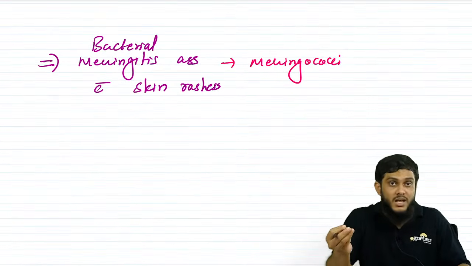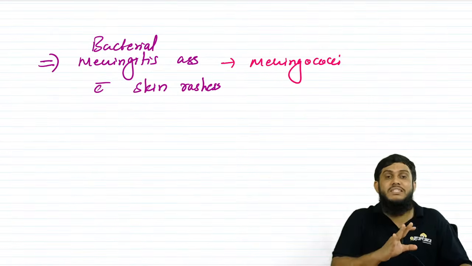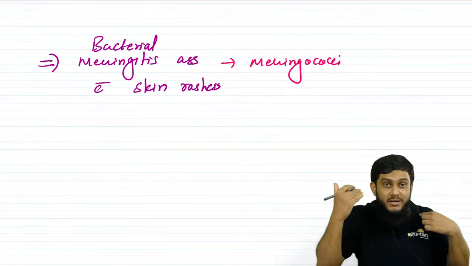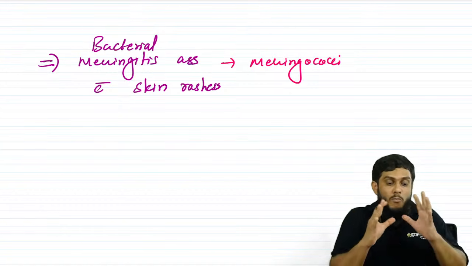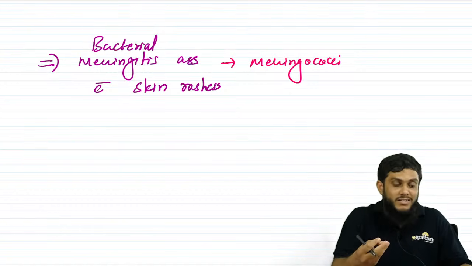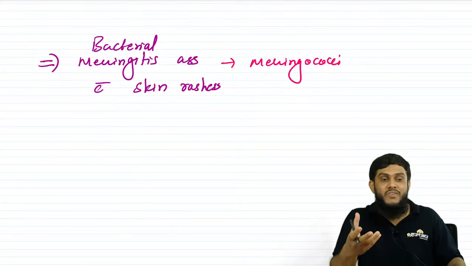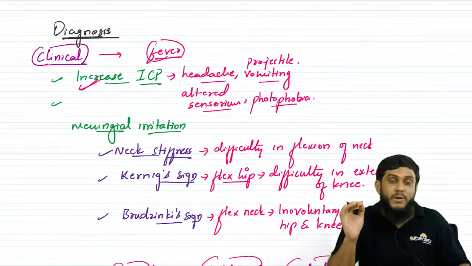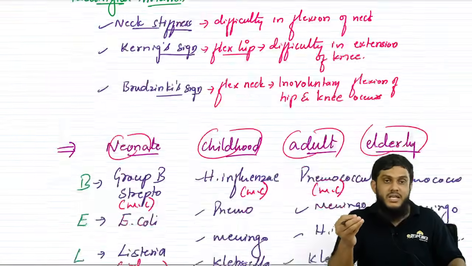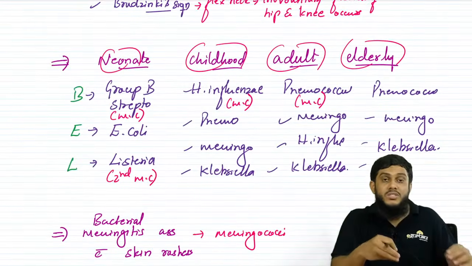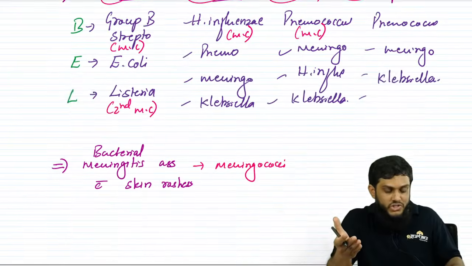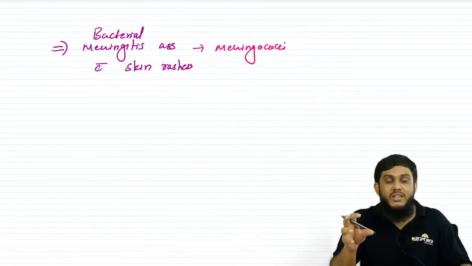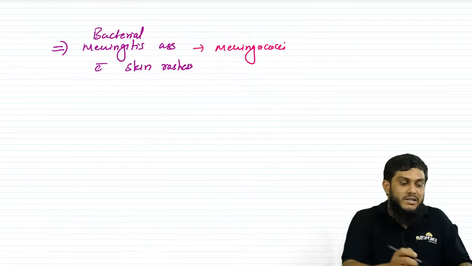There are a few viruses which can cause meningitis associated with skin rashes, there is no doubt in that. But if you talk about bacterial meningitis, among the bacteria, meningococcus is the only one which can cause meningitis associated with skin rashes. So this is how we get a clinical clue that the patient is suffering from bacterial meningitis, and we can narrow down to the causative agent with the age group of the patient, and to the meningococci if it is associated with skin rashes. So this is the clinical diagnosis.